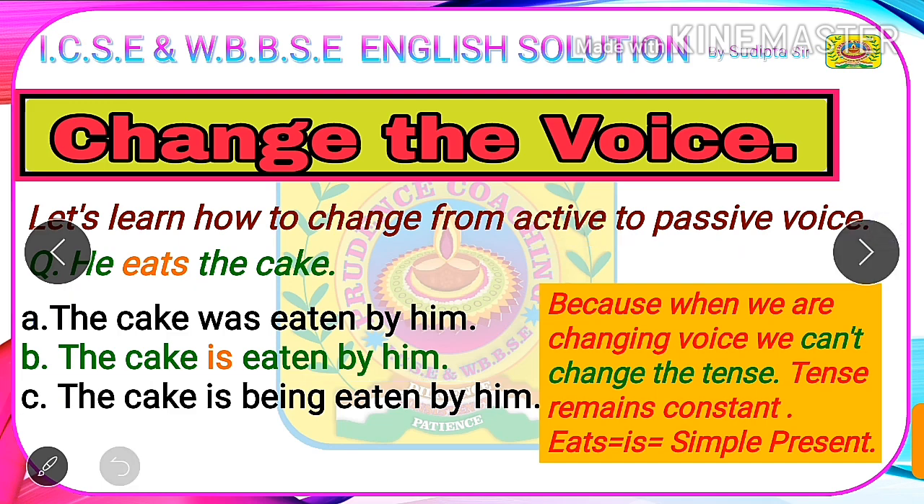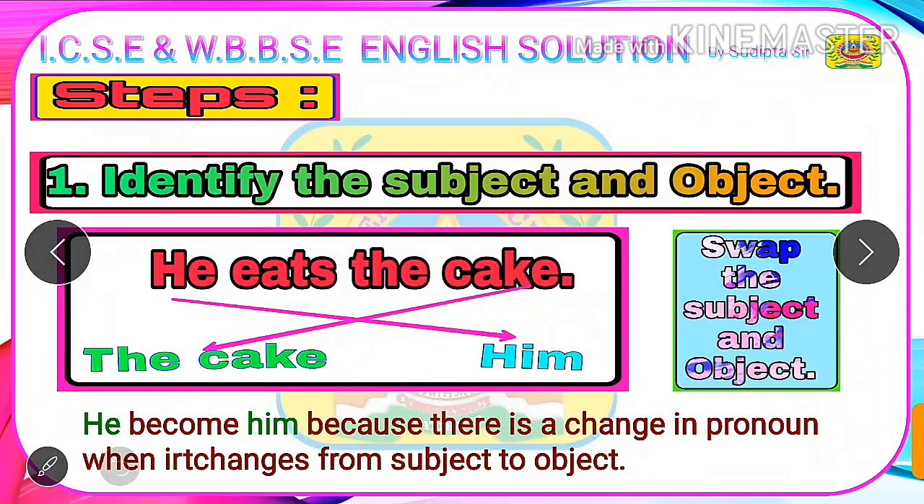Let us learn them. Our first step to convert a statement in active to passive is to identify the subject and object. Students, our example is He eats the cake. In this sentence, we find that the verb is eats, E-A-T-S, and before the verb, the subject is he, and the object is what is eaten: he eats the cake. That means the cake is the object here.